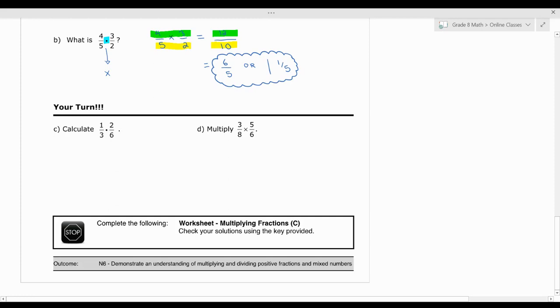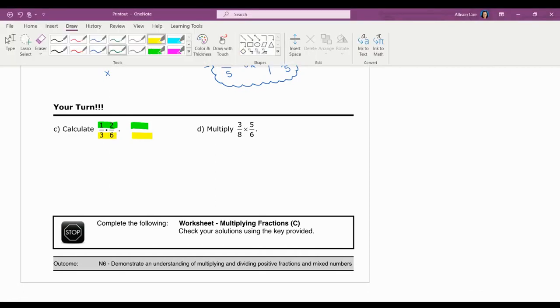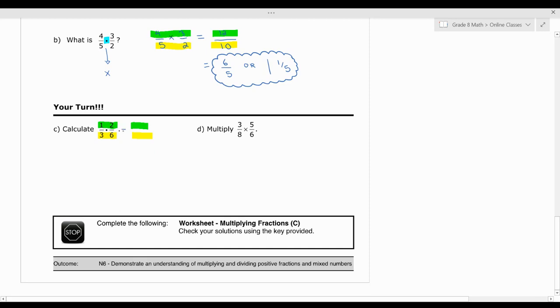So question C has 1/3 times 2/6. So I will go top times top, and then I will go bottom times bottom. 1 times 2 will give me 2. 3 times 6 will give me 18. This ends up being a proper fraction. So I can't change that to a mixed number for sure, but I'm going to check, could I simplify that? So I realize that they're both even, so I could for sure divide them both by 2, and I could say my final answer is 1/9.